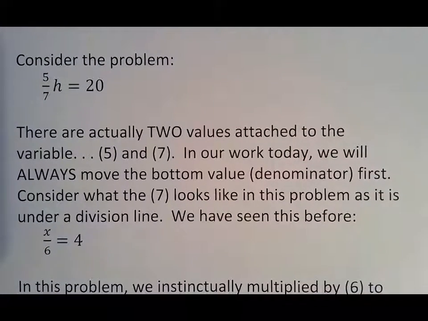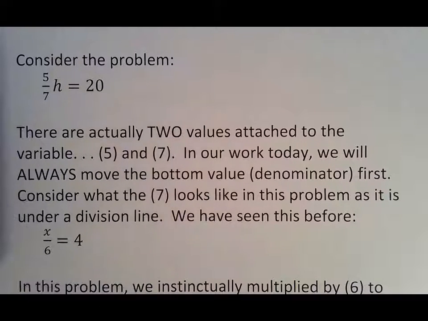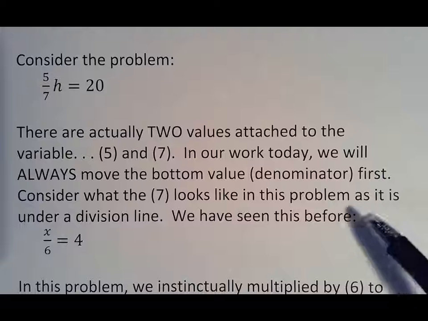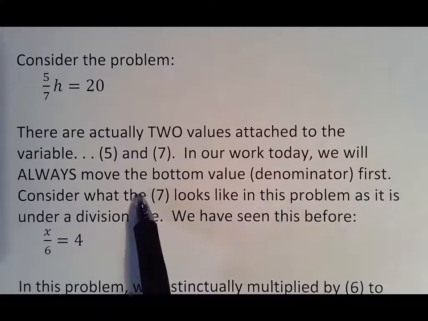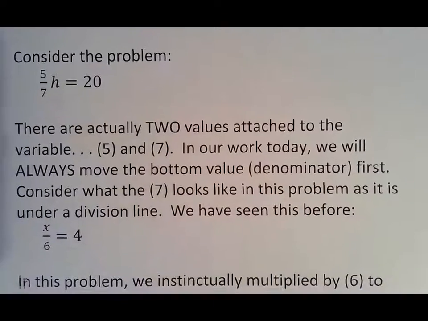And so I'm just going to talk through this really quickly. In 5/7 h equals 20, there's actually two values attached to the variable. There's a 5 and a 7. In our work today, we're going to always move the bottom value, so make sure you make a note of that, because that's the number we're going to look at first. Consider what the 7 looks like in this problem as it's under a division line. So whenever the number's under a division line, we react the same way.